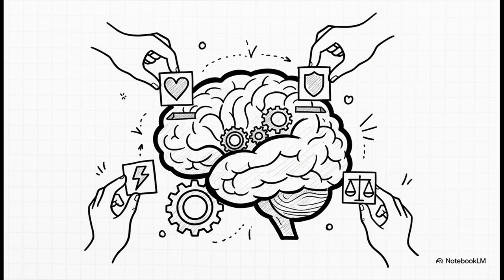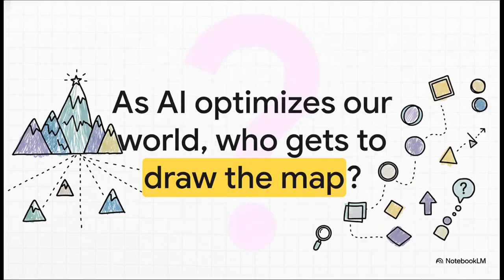And this is the real takeaway. These trade-offs, they aren't bugs in the system, they are fundamental features of governance. We have to decide deliberately and transparently what values we are embedding into our algorithms. Which brings us to our final massive question. We've seen that AI has this incredible power to find the best solutions to global scale problems. But as this technology increasingly optimizes our world, from our supply chains to our power grids, it leaves us with one profound thought. Who gets to draw the map? Who decides what height means? That's not a question for algorithms to answer. That's a question for all of us.